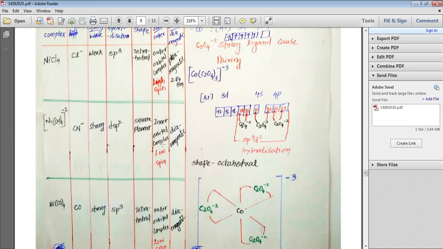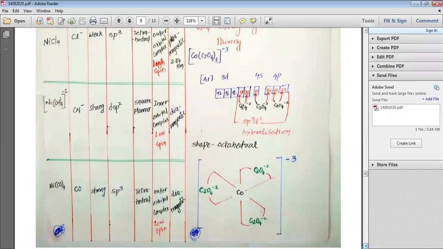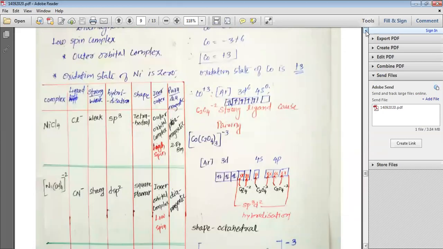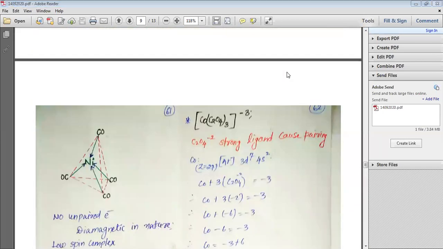It is an inner orbital complex and it is a low spin complex, and it is diamagnetic in nature. Then when we look at Ni(CO)4, the ligand is carbonyl, CO. It is a strong ligand. The hybridization is sp3. It is tetrahedral in nature. It is an outer orbital complex with low spin, and it is diamagnetic in nature because no electrons are unpaired in it. Now we'll move to the other examples.